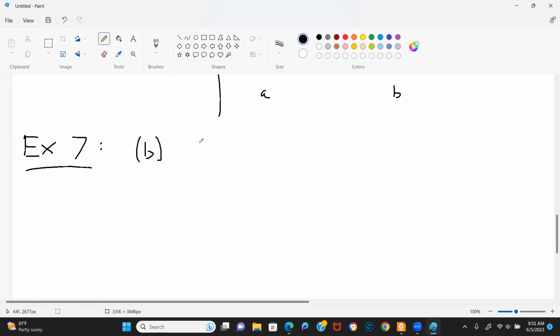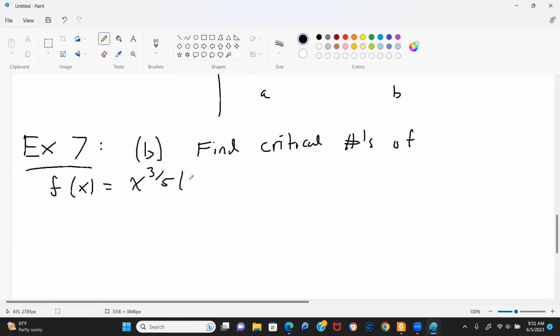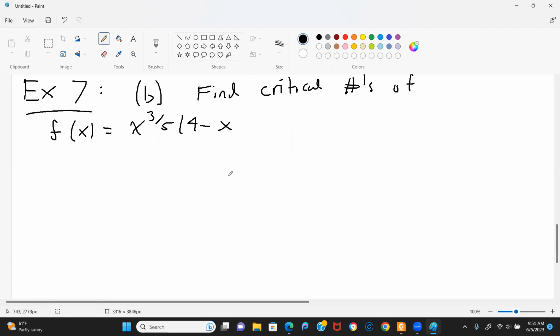So we want to find critical numbers of f of x equals x to the 3/5 times 4 minus x. We could do product rule. First of all, we have to find the derivative, right? We need to know where the derivative is 0 or where it does not exist. We could do product rule here, but it's actually unnecessary.